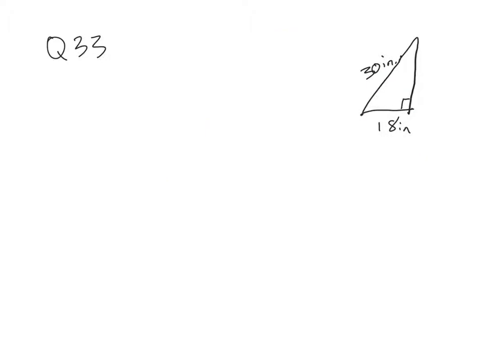Next question, question 33, asks you to use the Pythagorean theorem. This is my favorite theorem. I love the Pythagorean theorem. The Pythagorean theorem is a squared plus b squared equals c squared. C is always the hypotenuse, which is the longest side. Right here is our hypotenuse. It's always directly across from the right angle.